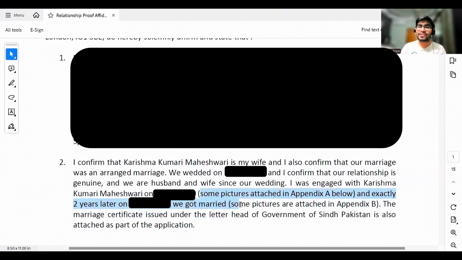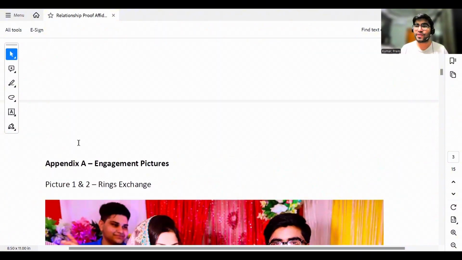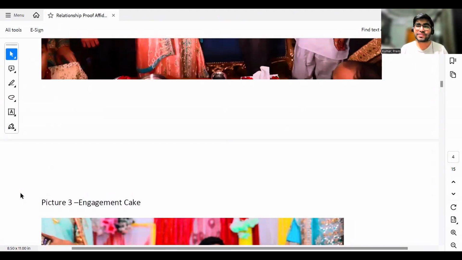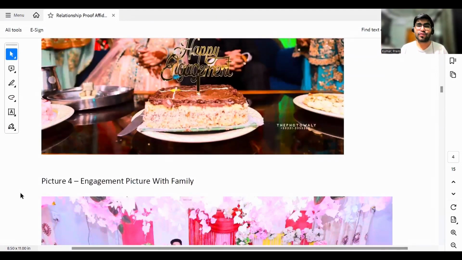The pictures are attached in Appendix A and B. Engagement for Appendix A, and the wedding in Appendix B. We also talk about the marriage certificate we were issued by the government. To show you Appendix A, pictures 1 and 2 are our rings exchange. Picture 3 is the engagement cake with family, and picture 4 is an engagement picture of the family. It gives a flavor that we are engaged, the family was there, it's a genuine relationship.